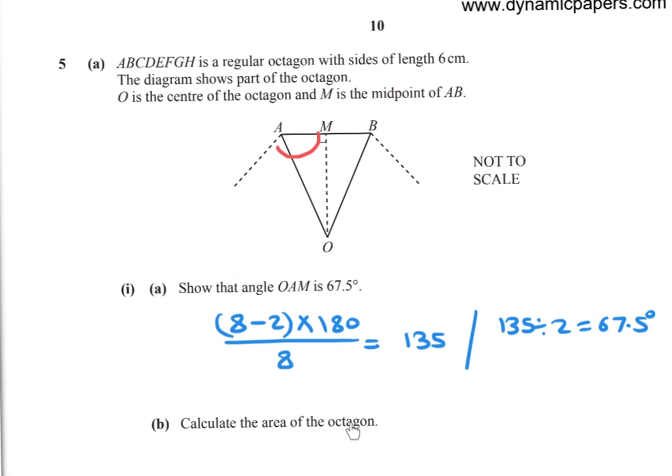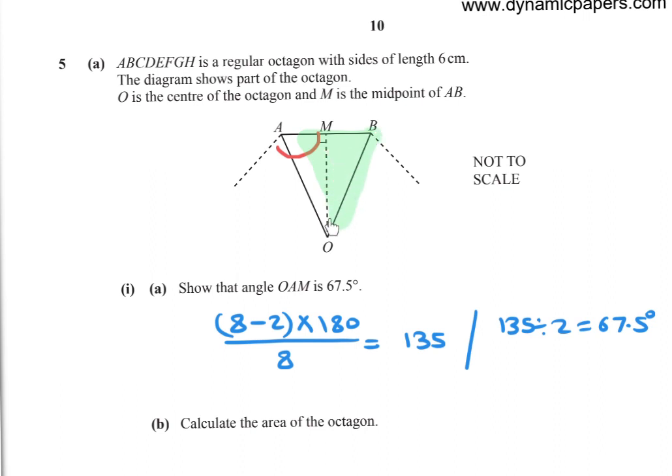Calculate the area of the octagon. How to find the area of the octagon? The octagon is divided into 8 triangles equal in area. So we need to find the area of one triangle, then multiply by 8. How to find the area for this triangle? For this triangle, we have the base equal 6.